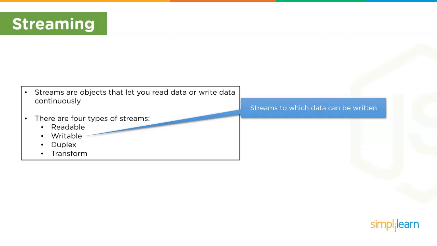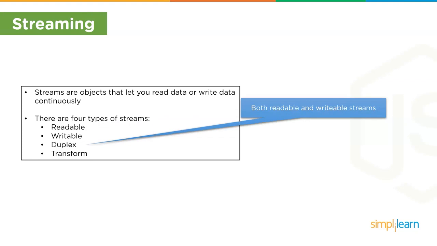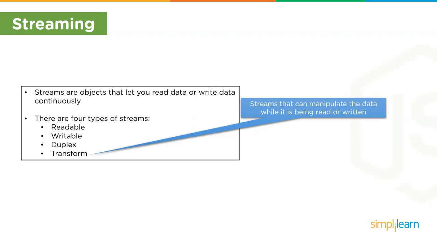Writable, these are the types of streams to which data can be written. Duplex, these are both readable and writable streams. Lastly, we have transform. These streams can manipulate the data while it is being read or written.